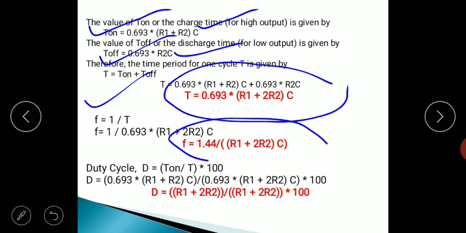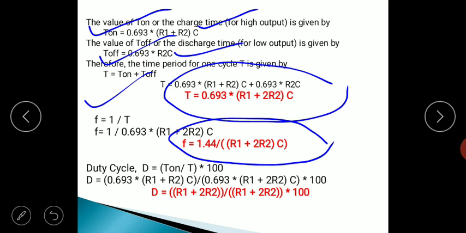So the frequency of the square wave generated is given by 1.44 divided by (R1 plus 2 R2) into C. That is the frequency of the signal generated at the timer. And from this you can see that the frequency entirely depends upon the external components connected to the timer, that is the values of R1, R2 and C.